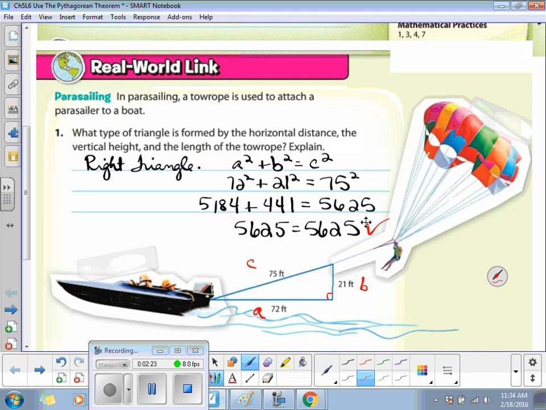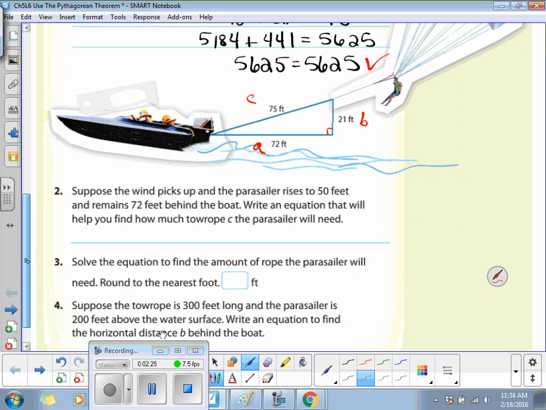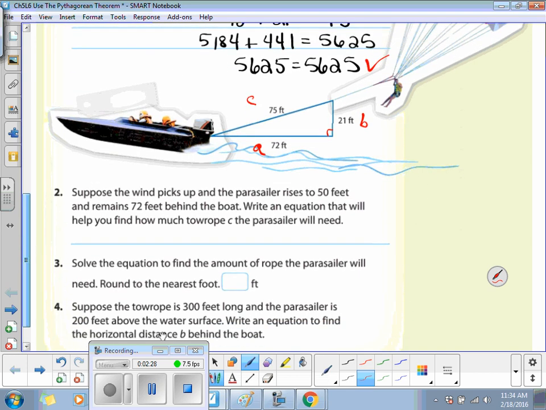All right, very good. So, it says, suppose the wind picks up and the parasail rises to 50 feet and remains 72 feet behind the boat. Write an equation that will help you find how much tow rope the parasailer will need. So what am I solving for here? A, B, or C? We're solving for C, which starts with an H, hypotenuse. Very good.